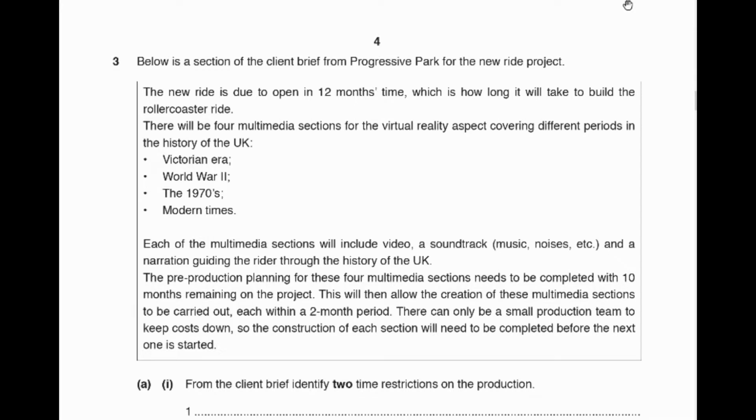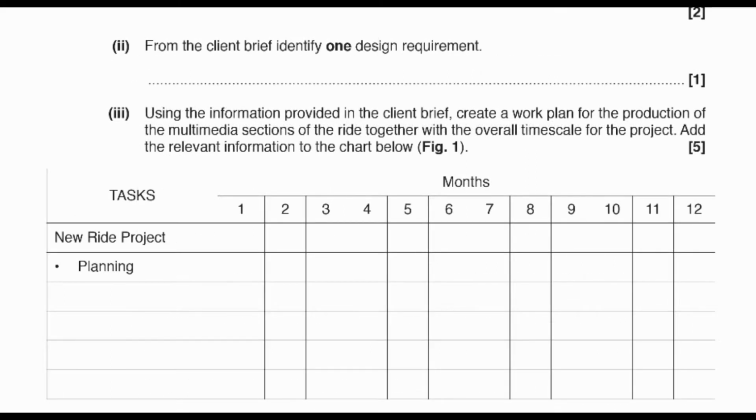So for this one, it's all about reading the client brief and understanding what you've actually been asked to do, instead of just going off and making your own thing up, alright? So first things first, we think of the question. It says it's got 12 months' time to do it, so what you don't do is colour all 12 in. They've already given you some of these extra bits and bobs, so we'll use them.